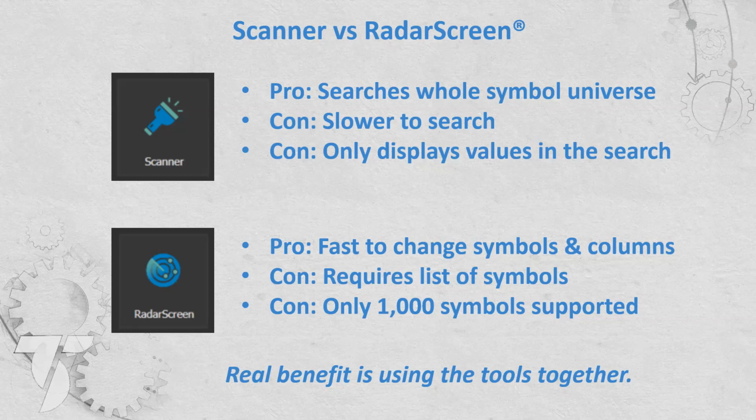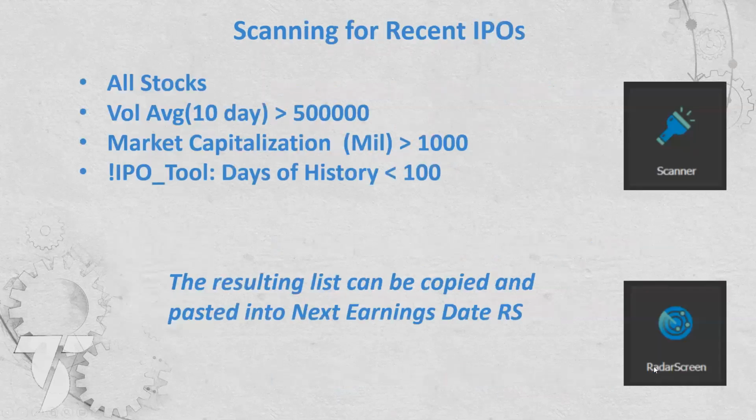The thing is, how do we find those companies? And we use Scanner for that. It will look at the entire symbol universe. The drawback of it is that it's slower to search, and it only displays values in the search. So if you have a bunch of stuff in Scanner and you're scanning on a certain value, you cannot then sort or see other values, which is kind of a limitation. But the real benefit is we want to use these tools together.